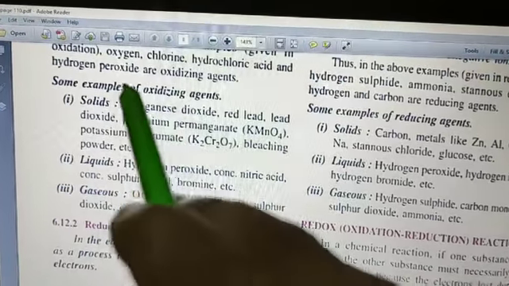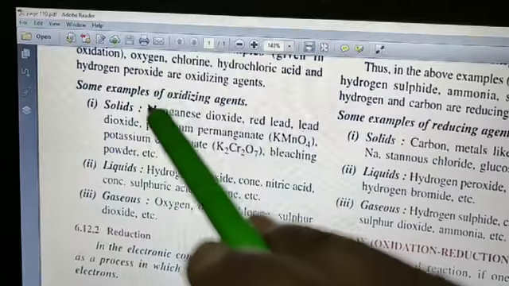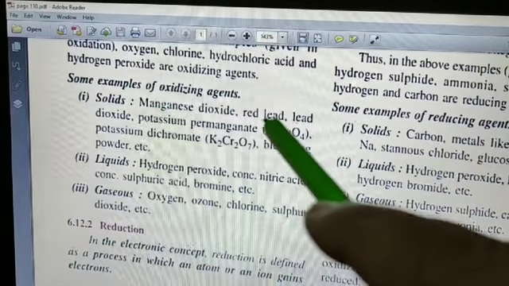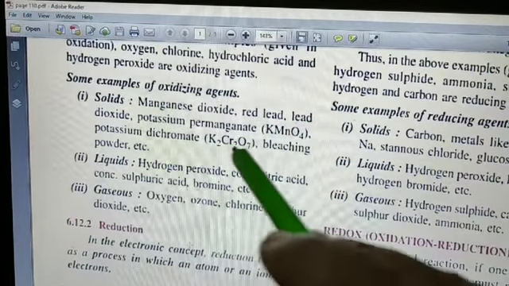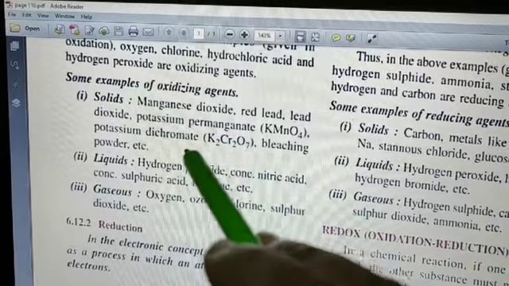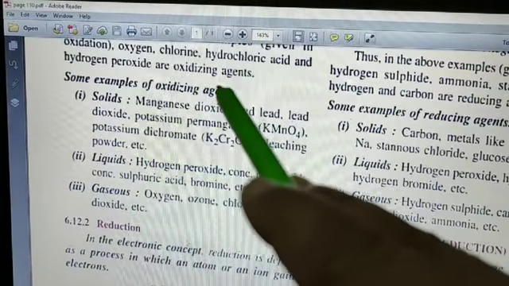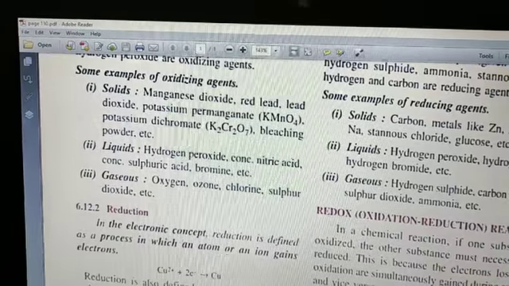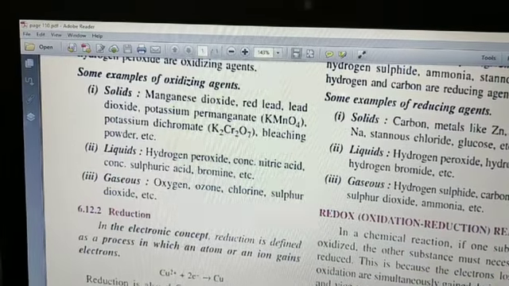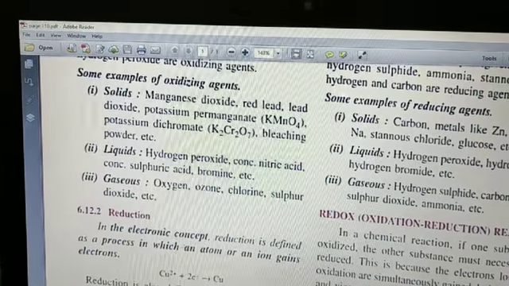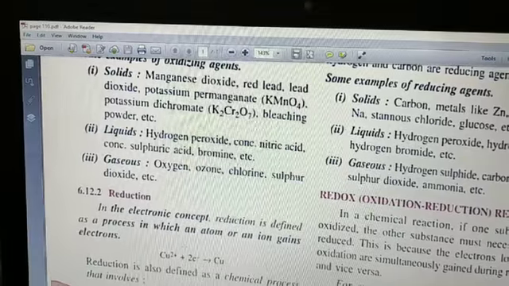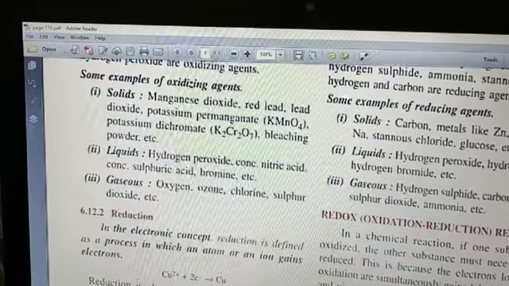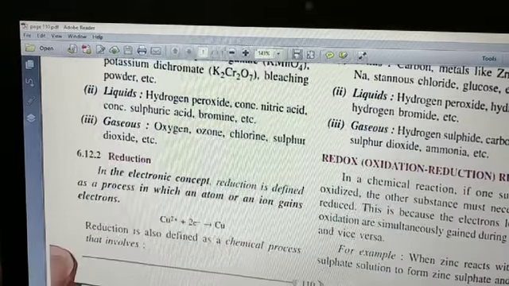In case of solids, while considering the state, manganese dioxide, lead dioxide, potassium permanganate, potassium dichromate, bleaching powder are solid oxidizing agents. Whereas hydrogen peroxide, concentrated nitric acid, concentrated sulfuric acid, bromine are liquid oxidizing agents. And oxygen, ozone, chlorine, sulfur dioxide, etc., are gaseous oxidizing agents.